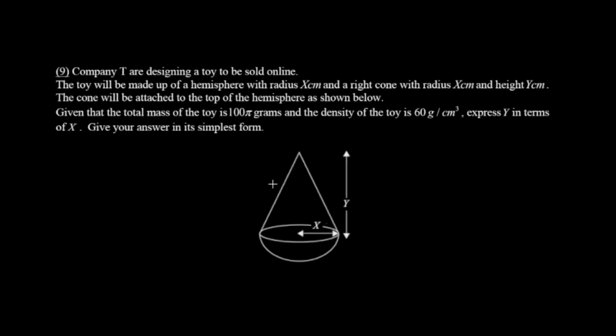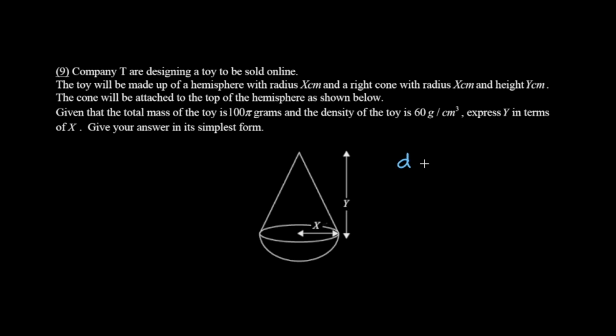We've got a mass volume density question here. We've got a toy which is shaped as a cone and a hemisphere. They're bolted together. They create a toy with a mass. We're told the mass of each toy, and we're told the density of the material from which the toy is made. And we've got to find out a relationship between x and y.